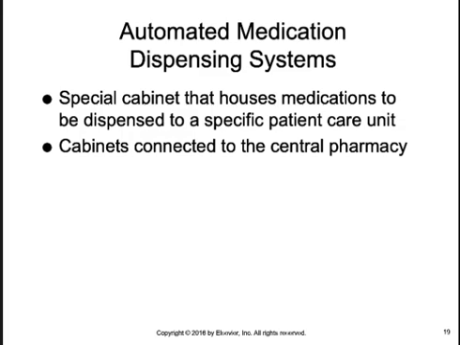Automated medication dispensing systems are special cabinets that house meds to be dispensed to a specific patient care unit. Cabinets are connected to a central pharmacy. These are one of the ways used to improve accuracy and efficiency of delivering meds to the patient. But again, you don't want to rely on this as a crutch. You want to be able to independently verify that you are providing the 6 rights to the patient and cross-check that with what you get from the AMDS.